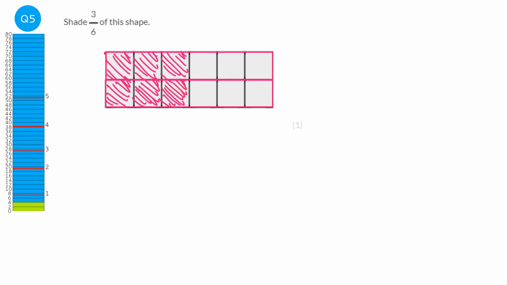And that's our answer. Now you might notice that 3 over 6 is the same as a half, because we can divide the top and bottom by 3, and so all I need to do is shade in a half. Or you might convert 3 over 6 into 6 over 12, and there are 12 squares altogether, so it's 6 of the 12 squares. There are lots of ways of doing this question.